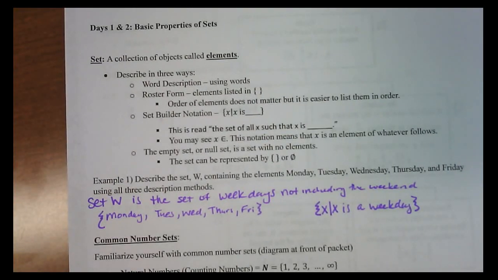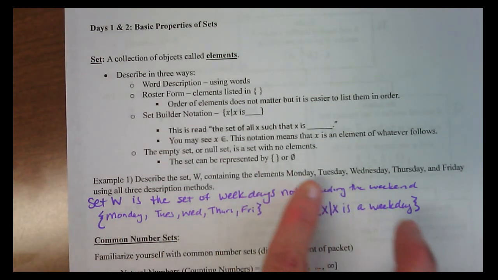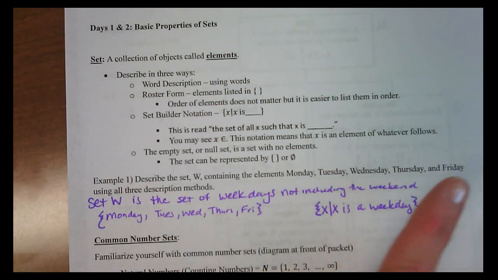All right, we are going to look at days 1 and 2 examples. You should read the information on pages 2 and 3 to go over all of the vocabulary before you try these examples. Okay, example 1 is asking us to describe this set of Monday, Tuesday, Wednesday, Thursday, Friday in 3 ways.